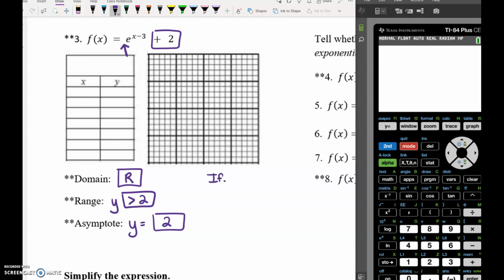If we had something like y equals negative 2 e to the x something plus 2, then the asymptote would still be 2, but the range would be y is less than 2 because that negative sign in front is going to flip that graph over and make it appear below the asymptote, which makes your range y is less than 2.